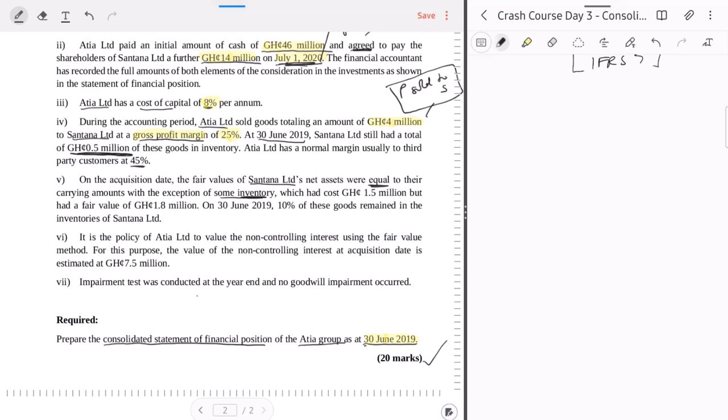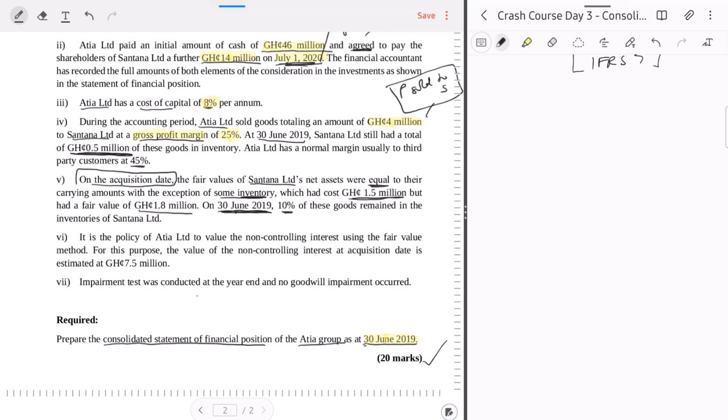So they are saying here that inventory cost them 1.5 million, but the fair value is 1.8 million. So it means they are carrying this inventory at less than fair value. So we need to fair value adjust this inventory upwards and reflect this entry in the consolidated statement of financial position. Take note that this valuation was at acquisition date, as you can see here. So on year end or reporting date, which is 30th June 2019, they're saying 10% of those goods remained in inventory. So you need to take the proportion of the fair value adjustment at year end and use that figure.